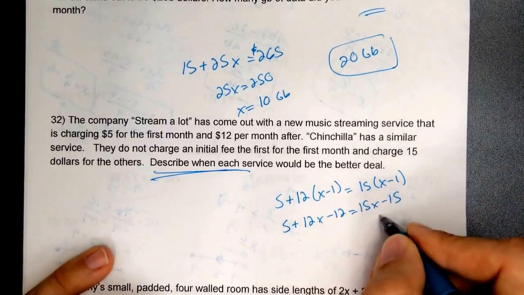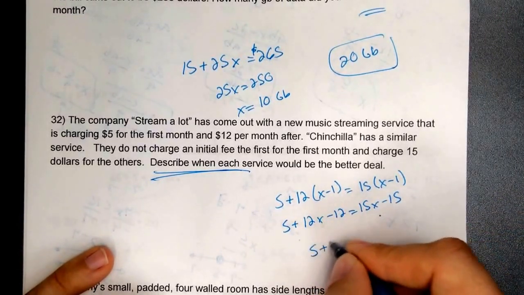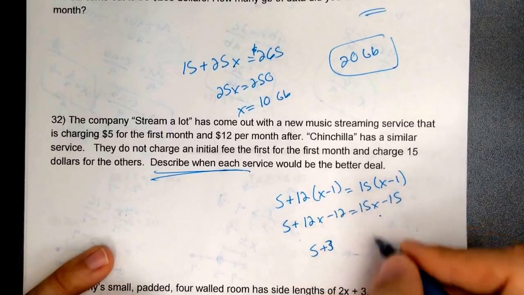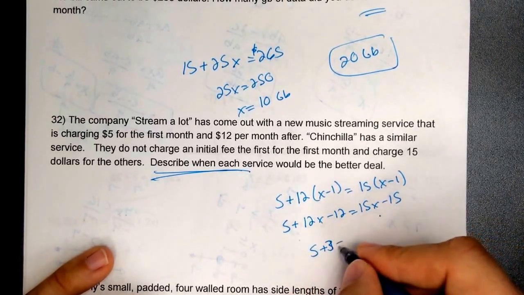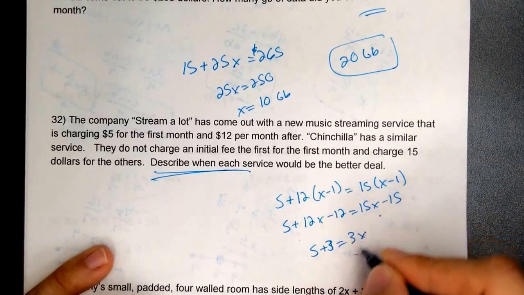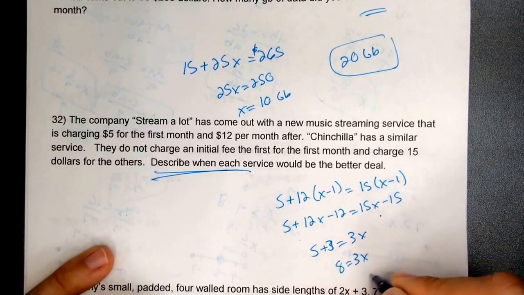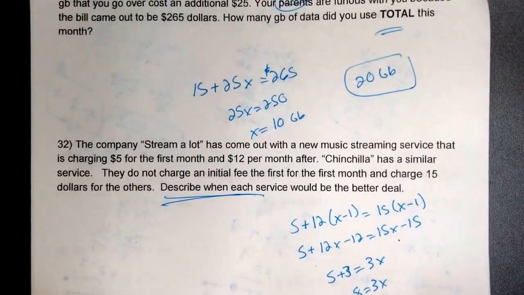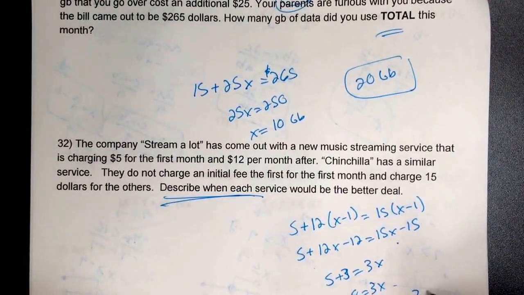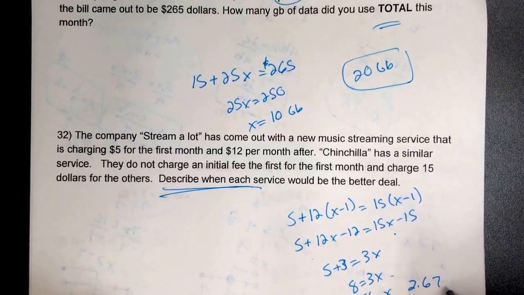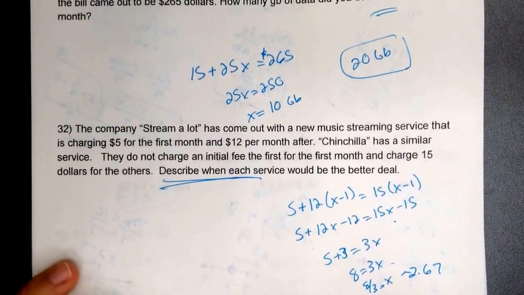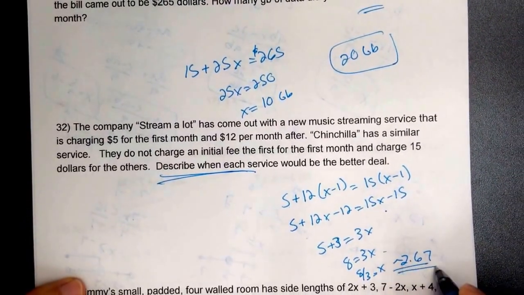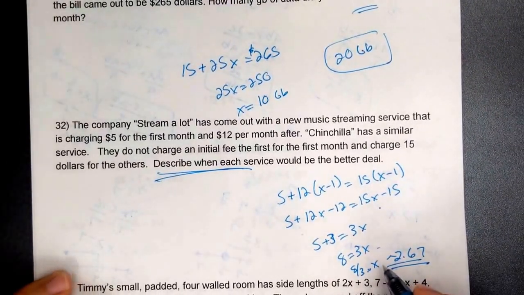From here, we're just going to solve for x to get our numbers: 15x minus 15. I'm going to subtract the 12 and add the 15. That gives me 5 plus 3. If we add the 15 to that 12 and subtract the 12 from this side, you'll get 3x. So 8 is equal to 3x. So x is equal to 8 over 3, or a little less than 3. All right, it's 2.66666. I'll do 2.7 as our answer. At this many months, they are equal.